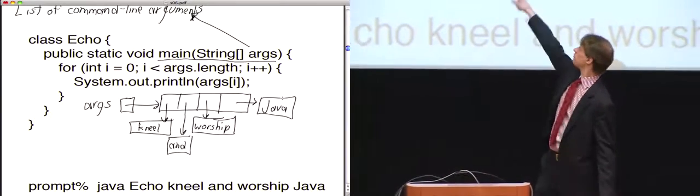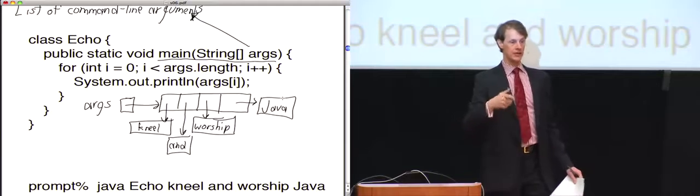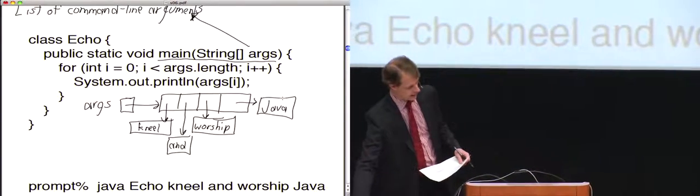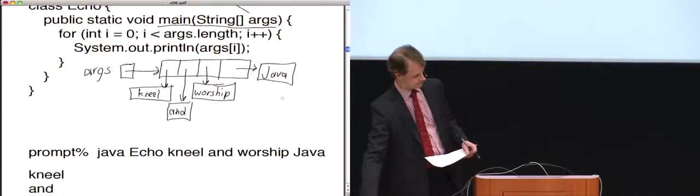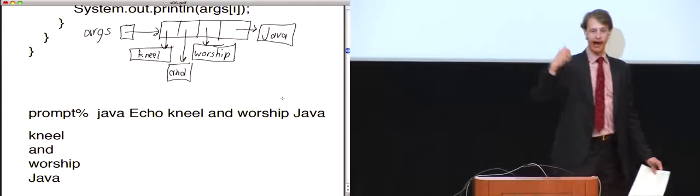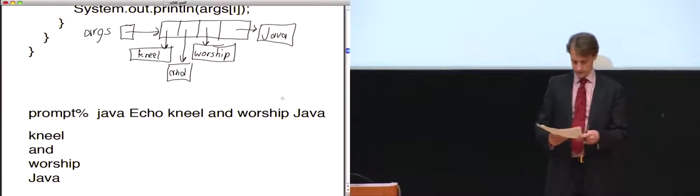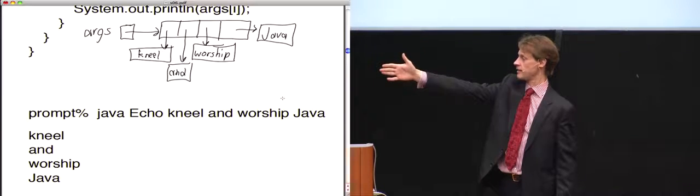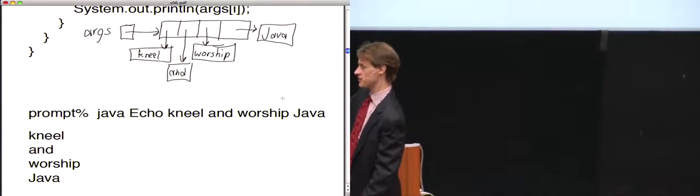And so now this loop is just going to loop through that array and print out each one of those arguments at the command line with a carriage return after each word, like that. Any questions about that? Yes, white and gray and pink shirt.